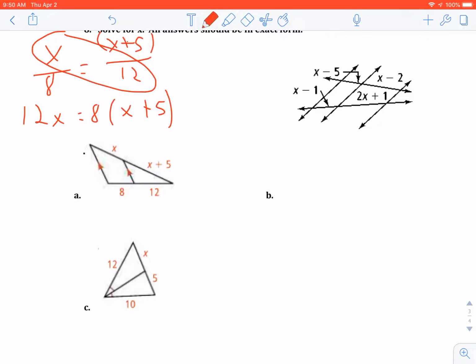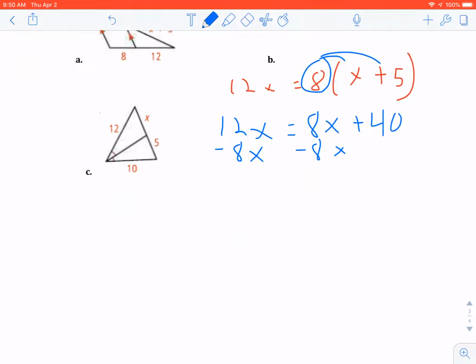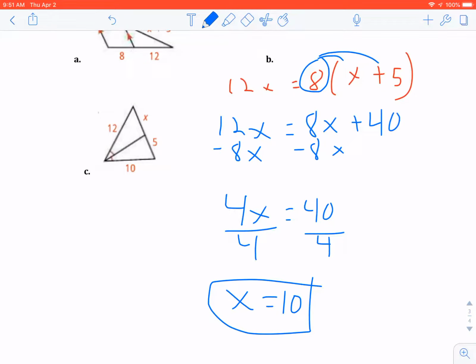I'm going to hop down here to the bottom right. I'm just going to rewrite what I got. 12x is equal to 8 times x plus 5. All right, so now I'm going to distribute the 8 through. So I have 12x is equal to 8x plus 40, minus my 8x over to the other side, and that gives me 4x equals 40. Divide both sides by 4, and x is 10. Okay, so there is number 8A.